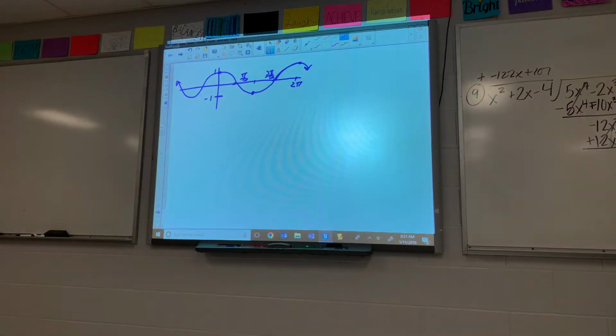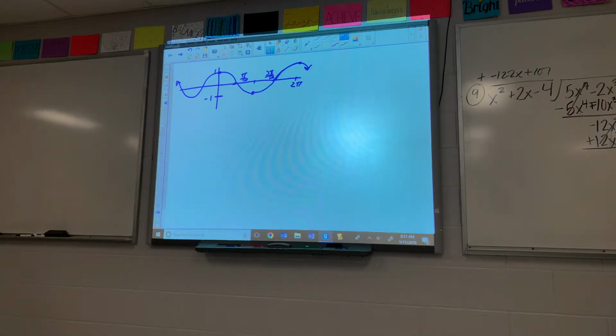So, does cosine technically have an inverse? Why not? Doesn't pass the horizontal line test. But I want to be able to deal with inverse cosine, so what do we need to do to the graph of cosine? We need to limit it. We need to find a window.